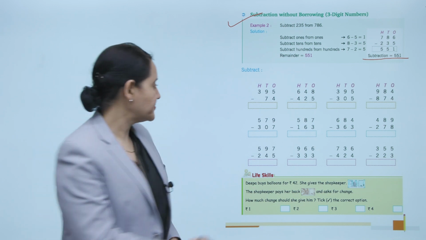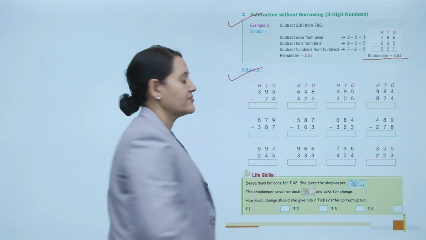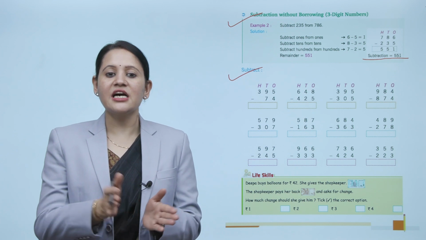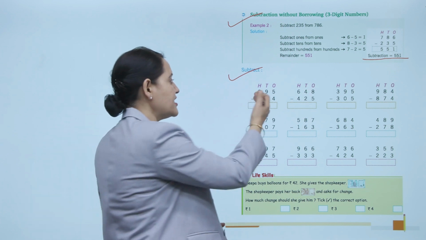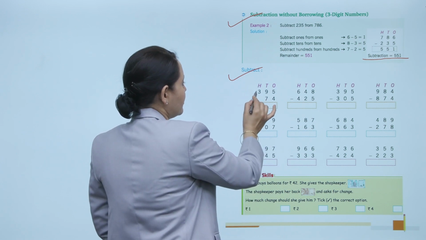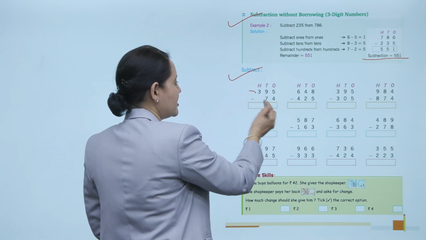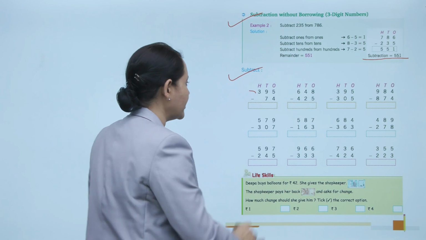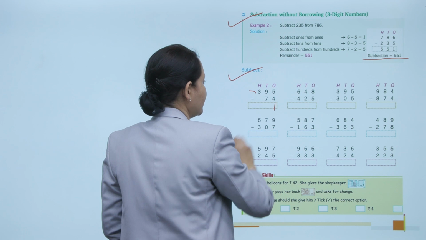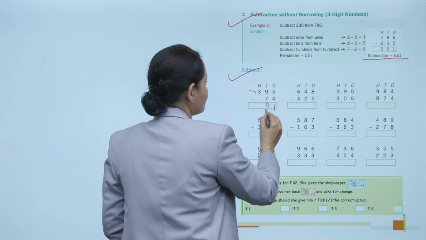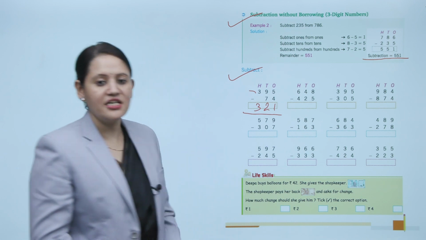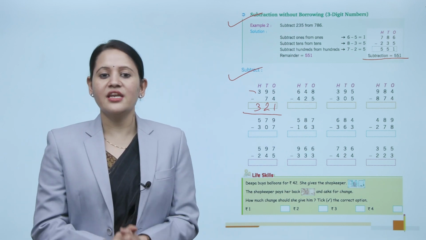Next, subtract. We have to subtract 74 from 395. Write ones under ones column, tens under tens column. So the upper one is a 3-digit number, and this is a 2-digit number. Start from ones. 5 minus 4 is 1, 9 minus 7 is 2, and 3 minus 0 is 3. So the answer is 321.